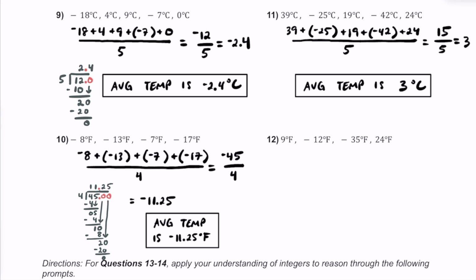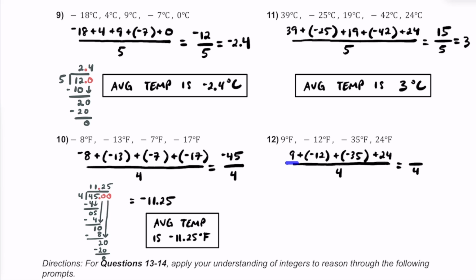For number 12, we have 4 different temperatures here. So we have 9 degrees plus this negative 12 degrees plus this negative 35 degrees plus 24 degrees. So we'll go ahead and find the sum of all those temperatures and then divide it by 4. So we know our divisor is 4 here, but let's go ahead and find the dividend.